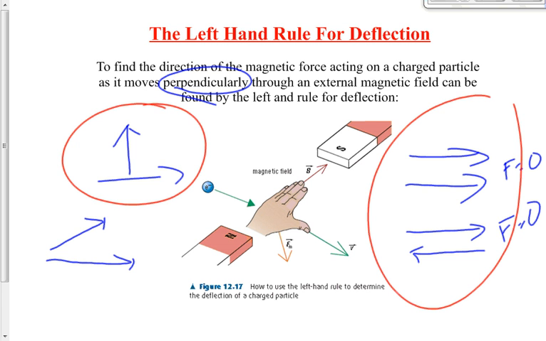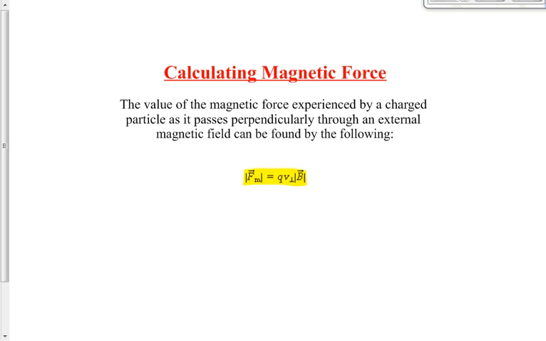All right. Not only can we determine the direction of the force, but we can also determine the magnitude of the force. So for the first time in this unit, we're going to actually do a calculation involving magnetic field, magnetic force. The magnetic force acting on a moving charge as it goes perpendicular through a magnetic field, right? Not parallel because there is no force, not at a 30-degree angle because we don't know how to deal with that. But when the charged particle is moving perpendicular to the field, here's the equation.